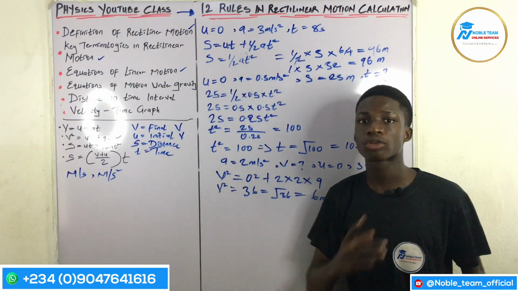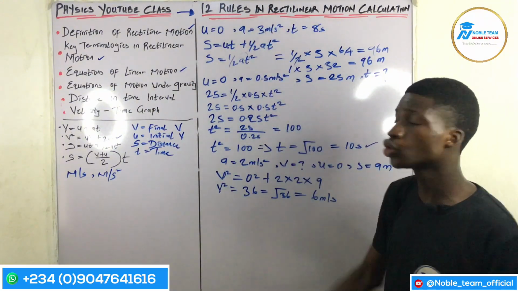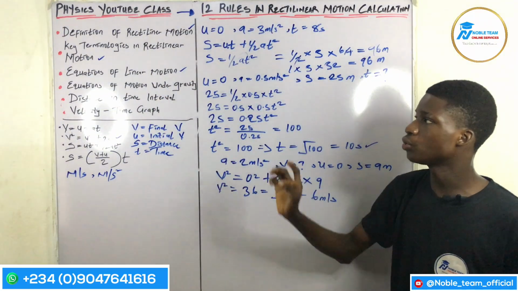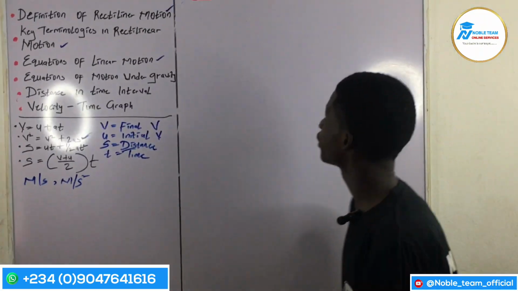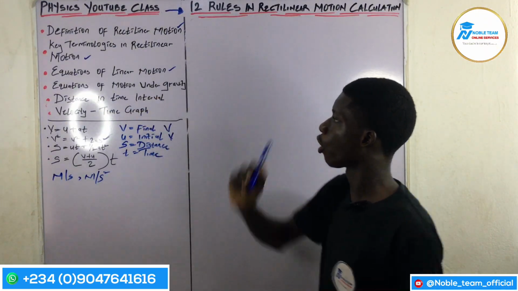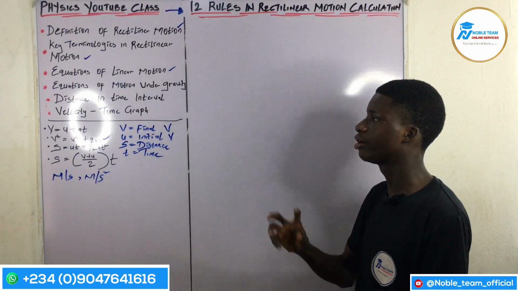Now we are done with this equations of linear motion and we have solved a complete 8 solid questions, and trust me with full confidence that you can smash any question that comes your way in these equations of linear motion. Now the next one we want to look into is equations of motion under gravity. Let's look into equations of motion under gravity.